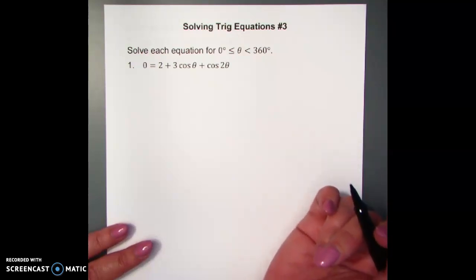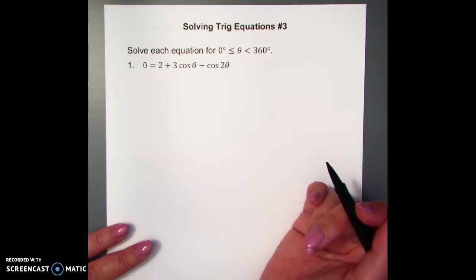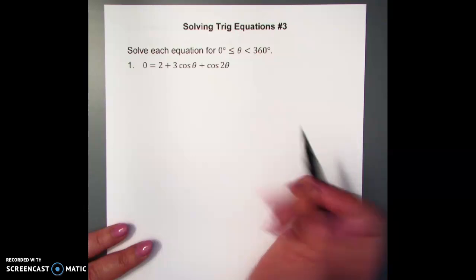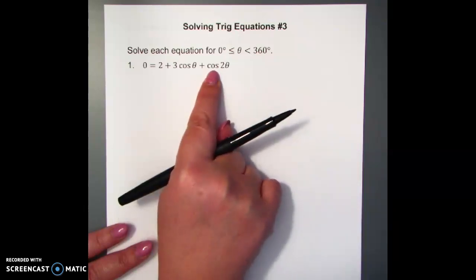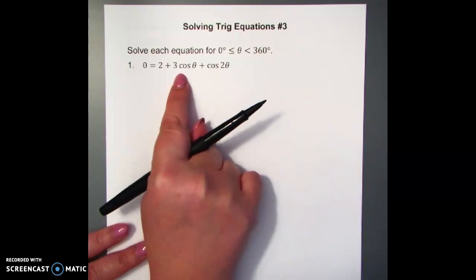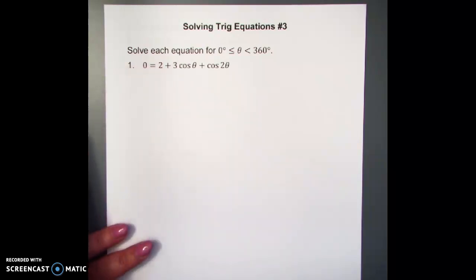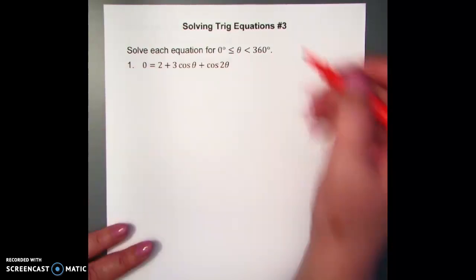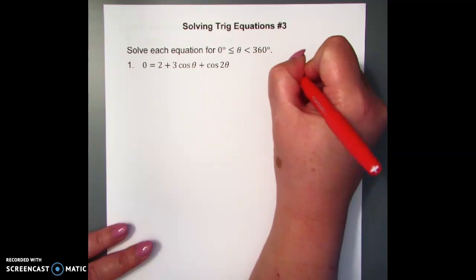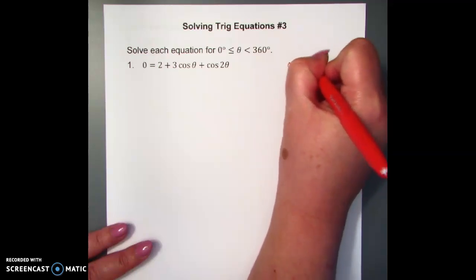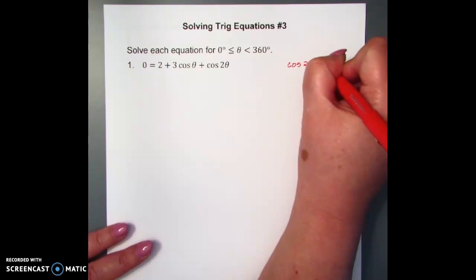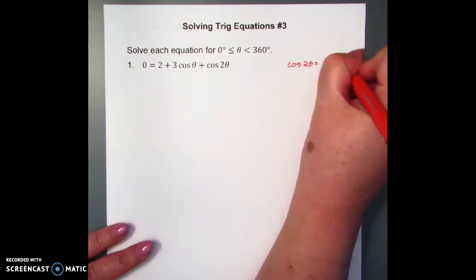All right, so we are going to move on to using the double angle formulas while we're trying to solve trig equations. So if you notice in this one, we have cosine of 2 theta with cosine of theta, and those are not like terms. So we're going to remember that the cosine of 2 theta is equal to 2 cosine of theta minus 1.